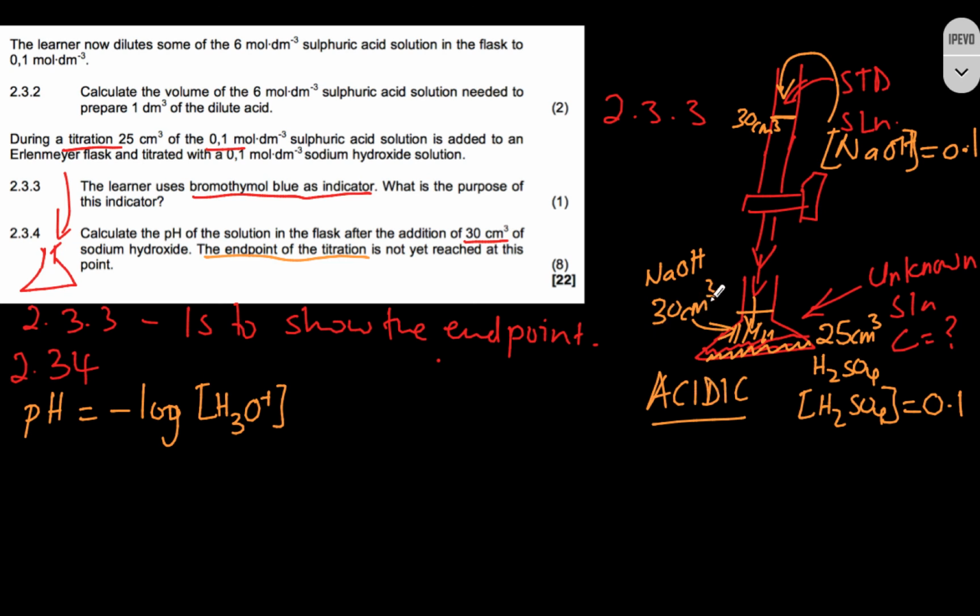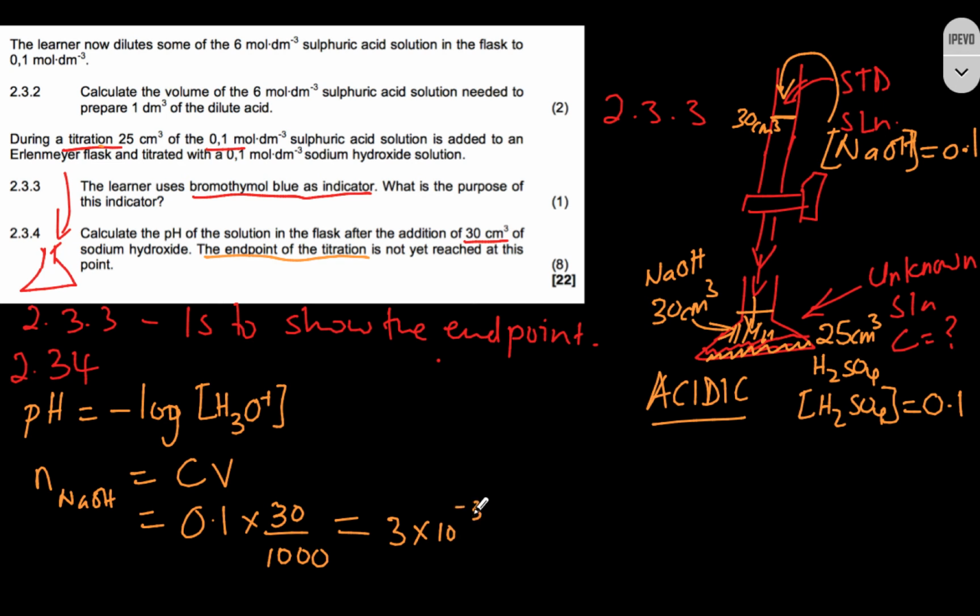We're going to calculate the number of moles of the sodium hydroxide. So the number of moles of the sodium hydroxide will be equal to the concentration times the volume, which, as you can see, for sodium hydroxide is 0.1 times the volume, which is 30 cm³. However, we have to convert it to dm³ because our concentration is per dm³, so it's going to be 30 divided by 1000, and this is going to give us 3 × 10^-3 moles.